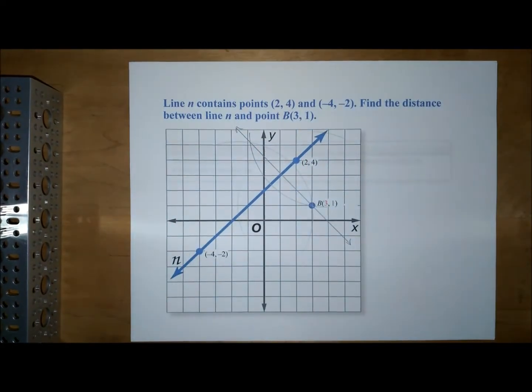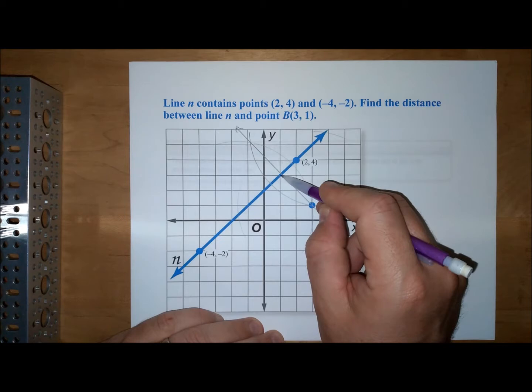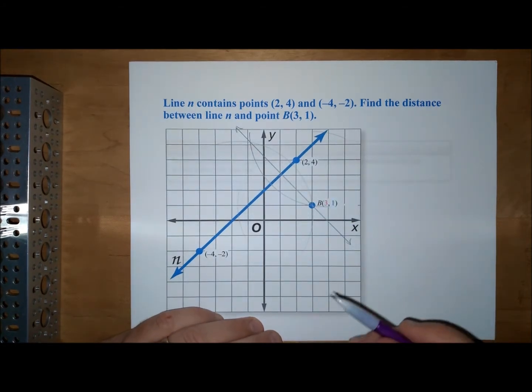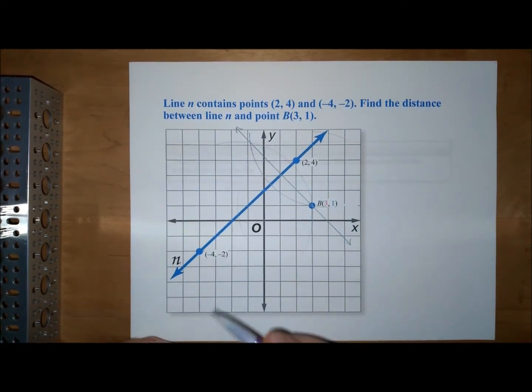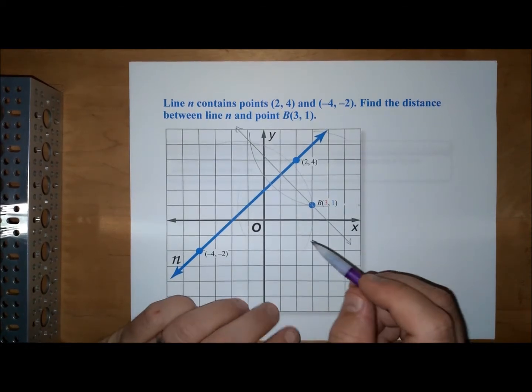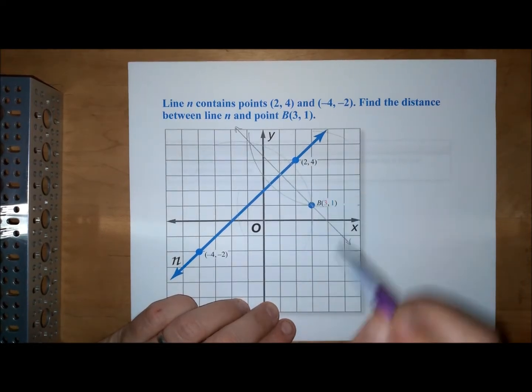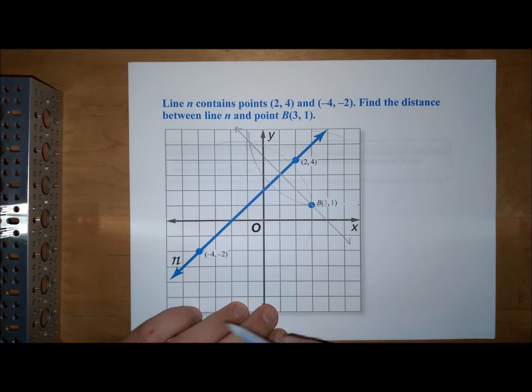Good. Now, it looks like you could probably pick off some integer coordinates here. Figure out what the coordinates of that point are. But it's not always going to be that easy. Sometimes you're going to have coordinates that are not whole numbers, not integers, and that may be difficult. How would we figure out what the coordinates of that point are?